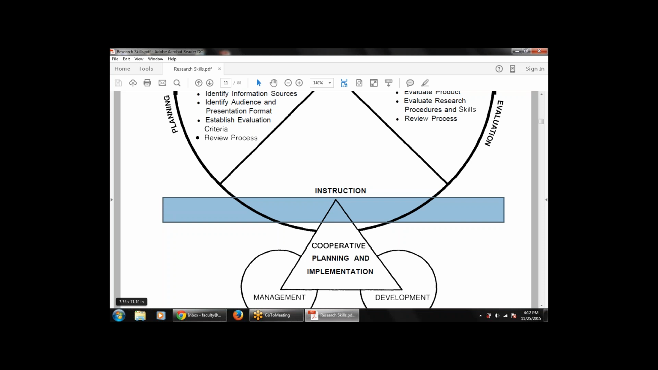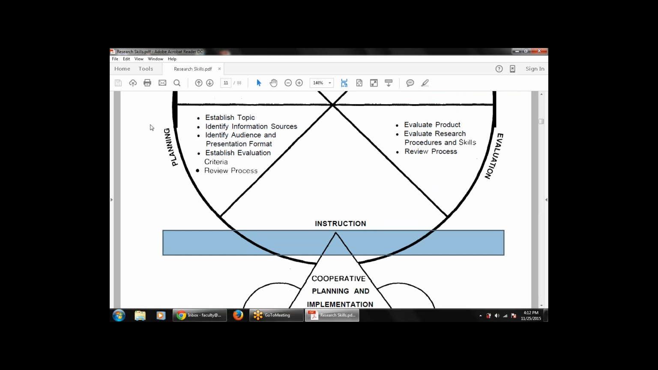And these 5 parts also contain multiple options, like we have discussed. How to establish the topic, how to identify the information sources, that is what are the various sources from which we can gather the information. Then identify the audience, that is the audience for which we are going to write the content. Then next is establish the evaluation criteria. So these are all covered under the planning part, that is the first phase of the developmental approach to the research.